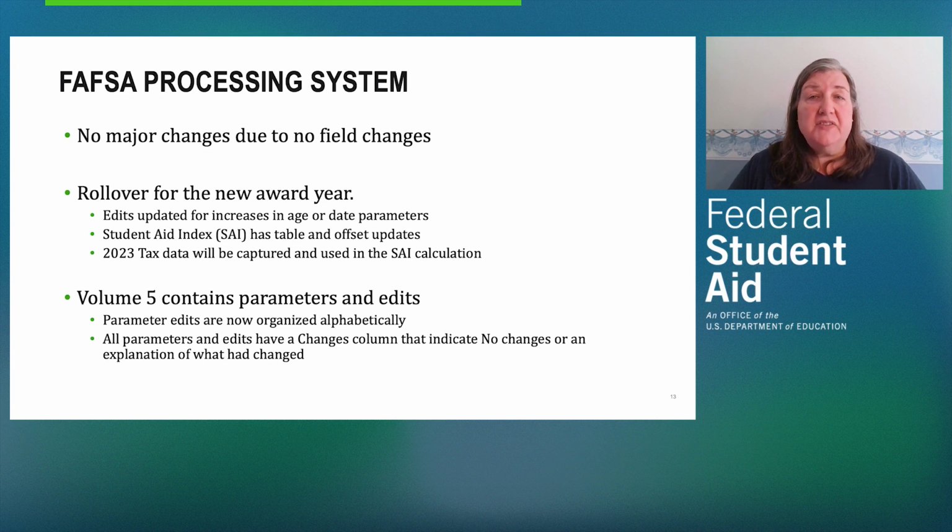Volume 5 of the FAFSA specification guide contains all the parameters and edits that the FAFSA processing system does. Those have been updated to account for the rollover changes. And then a slight change that we have made is that the parameter edits in the beginning of the FAFSA specification guide, we've now organized them alphabetically. In 24-25, they were in the order that they showed up in the edit. So based on feedback, putting them in alphabetical order made them easier for readers to find the parameter value that they were looking for.